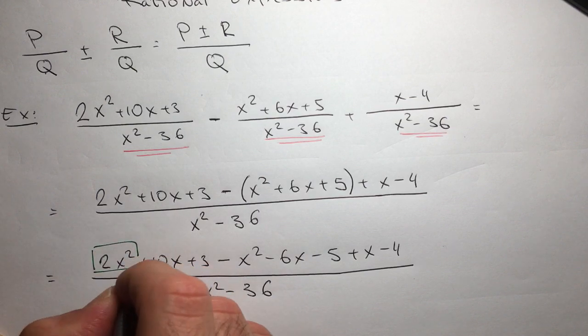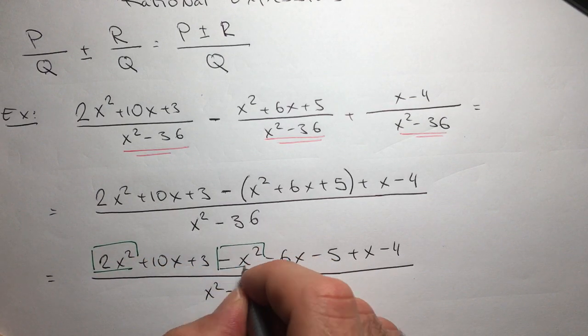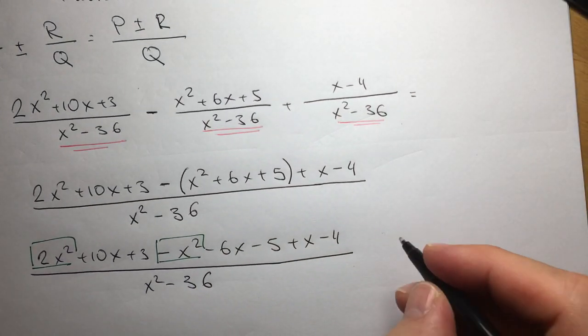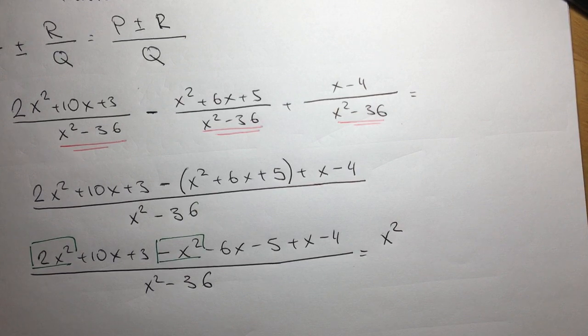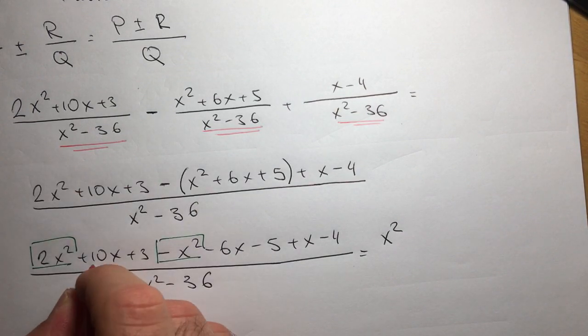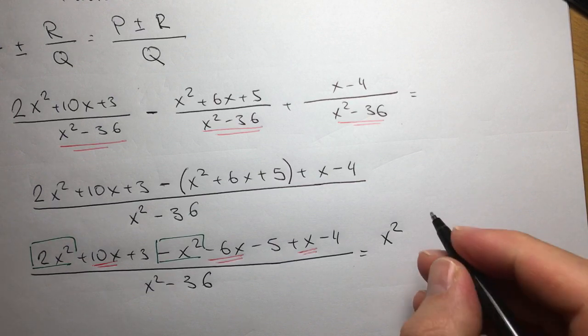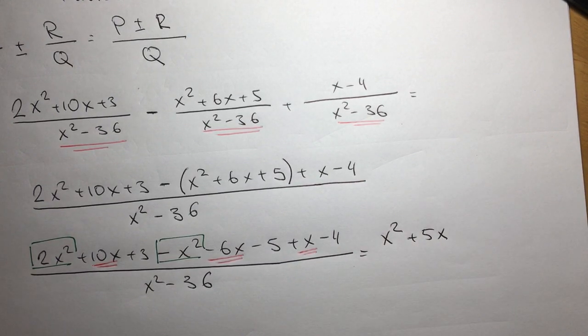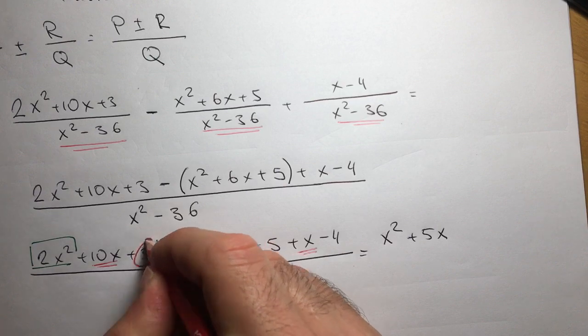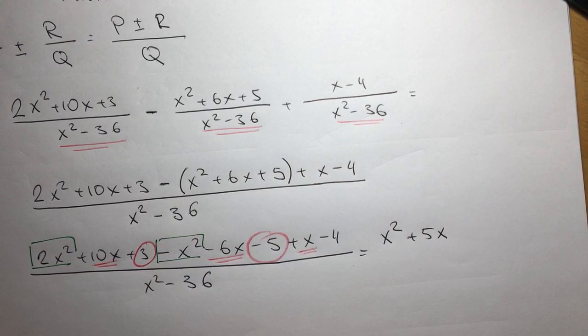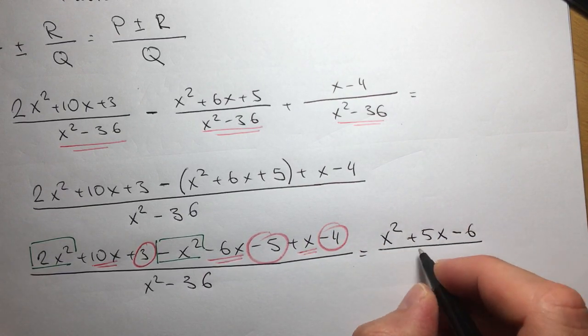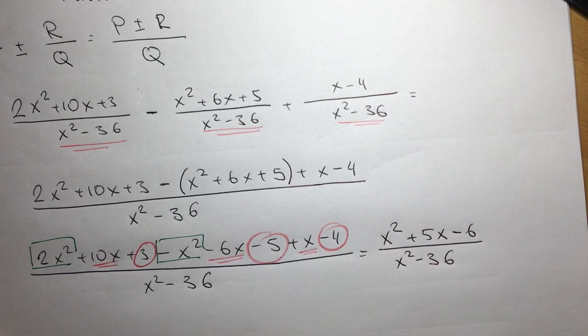So let's see, where are they? I have 2x squared minus x squared. Well, 2x squared minus x squared is just x squared, right? I have 10x minus 6x, that's 4x, plus x, that's 5x. So plus 5x. And finally, the constants: 3 minus 5 is negative 2, minus 4 is negative 6. So minus 6 over x squared minus 36.